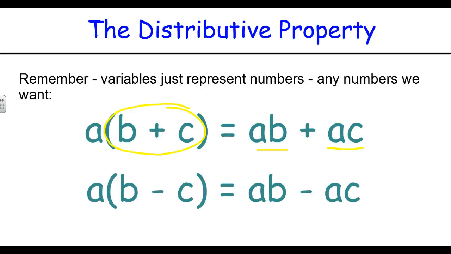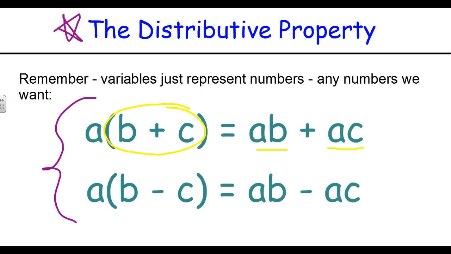So go ahead and pause the video. You're going to write down the distributive property, and then you're going to write down these two variable forms here. Now remember, variables just represent numbers. They're any numbers we want. We can put positive numbers, negative numbers, fractions, decimals, anything we want in here, and this still holds true. Once you're done writing this down, we're going to take a look at a few more examples. But for right now, go ahead, pause the video, write this down, and we'll move on when you are ready.